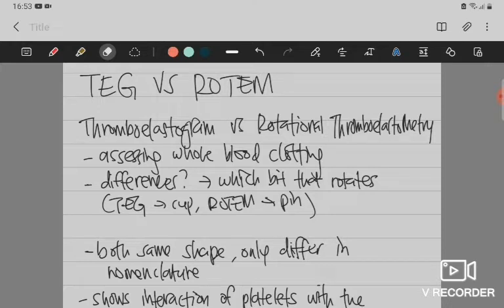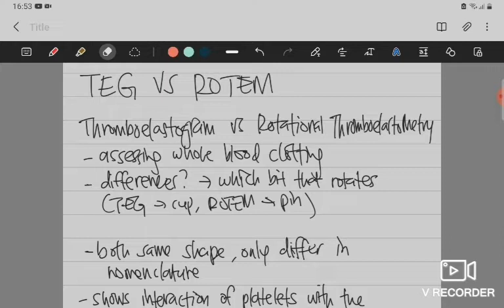Today, I'll be talking about just some basic idea of what is TEG versus ROTEM. It can be asked, mostly they will ask in MCQ or SBA. In our last MCQ SBA, they got asked this TEG versus ROTEM question. So I'll go to the example later.